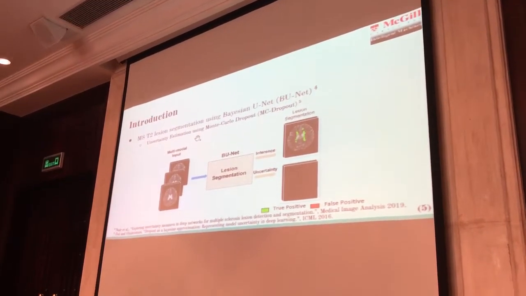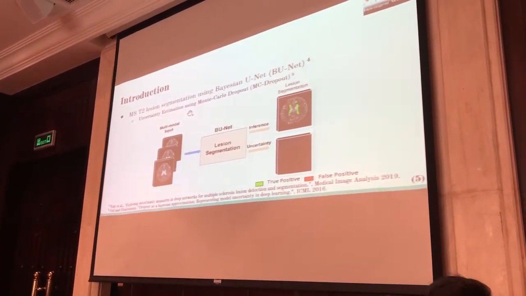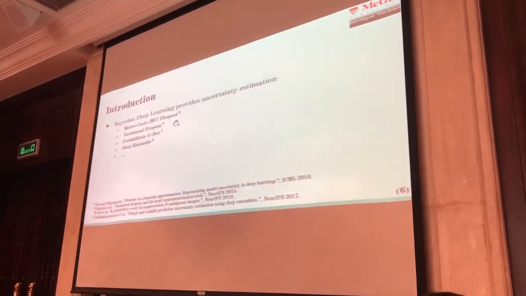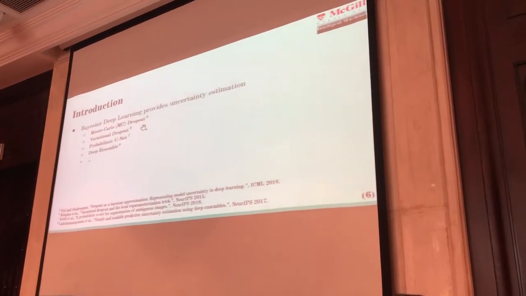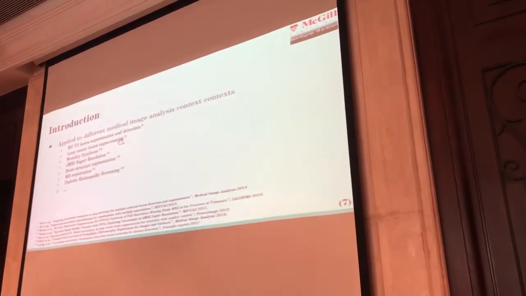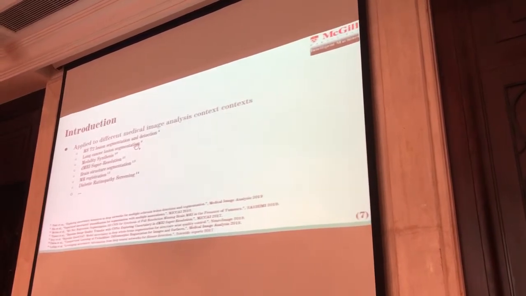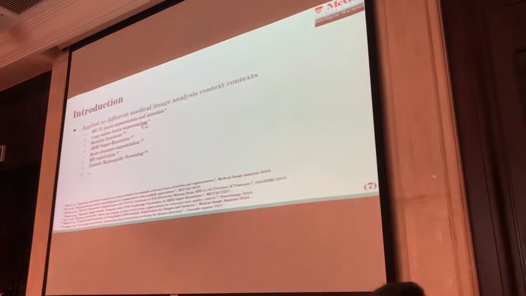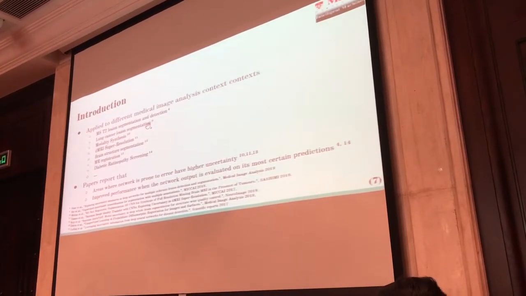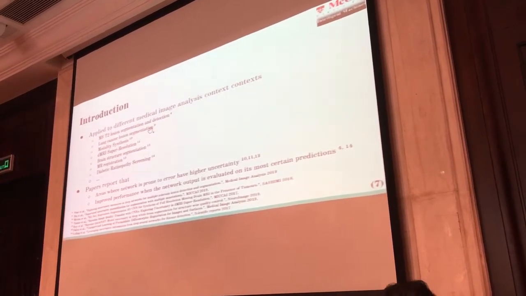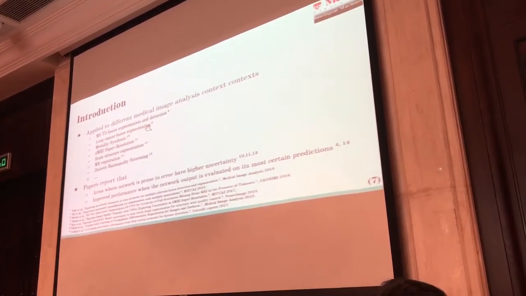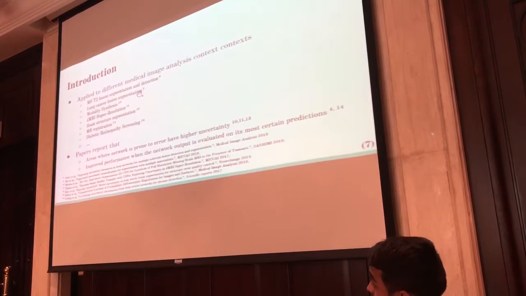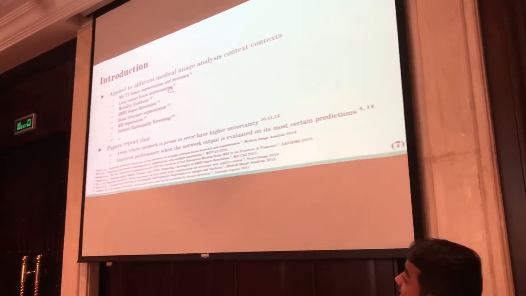Here we use Monte Carlo dropout to get the uncertainty. Different methods have been proposed to get uncertainty, and some of them are really popular, like probabilistic ensembles. I won't go into detail of them, but all these methods have been used for different medical imaging tasks like modality synthesis, registration, classification, lesion detection, etc. To summarize, all the papers report that in areas where the network is prone to make errors, we get higher uncertainty, and similarly, if we evaluate the performance on the most certain predictions of the network output, we get higher performance.